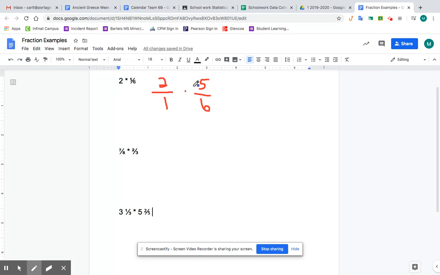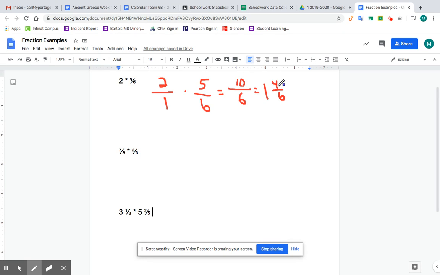So I write them without the slashes just to make it a little bit easier to see, and multiply across. 2 times 5 is 10, and then 1 times 6 is 6. Always have to make sure I look at my final answer here, and this can be reduced. First, what I'm going to do though is change it from an improper fraction to a mixed number. So 6 goes into 10 one time with 4 left over, and 6 is my denominator.